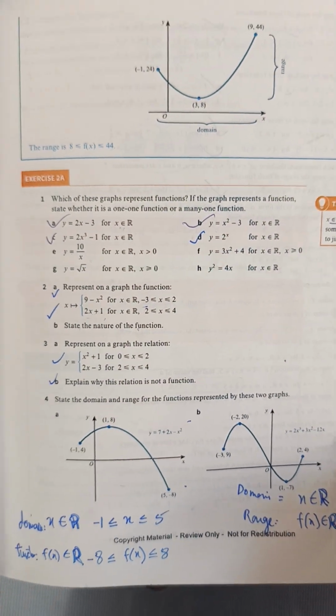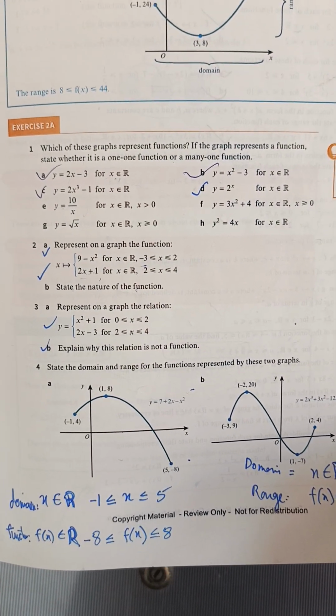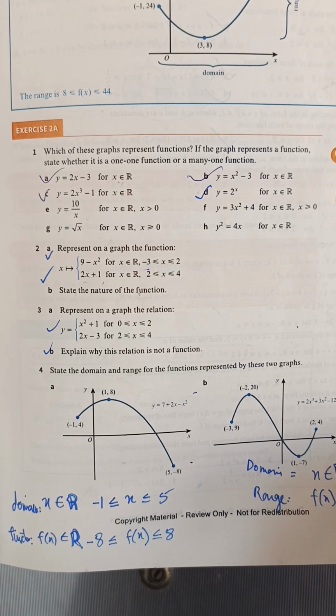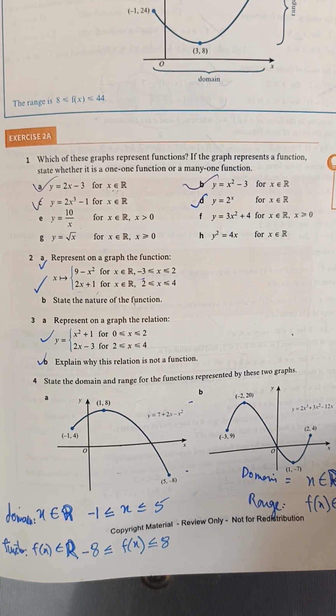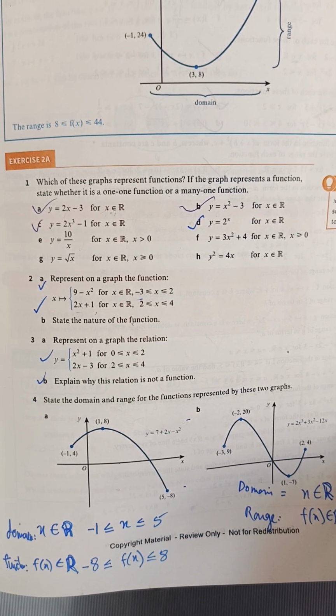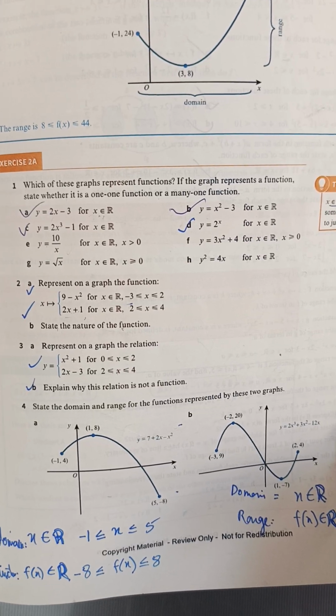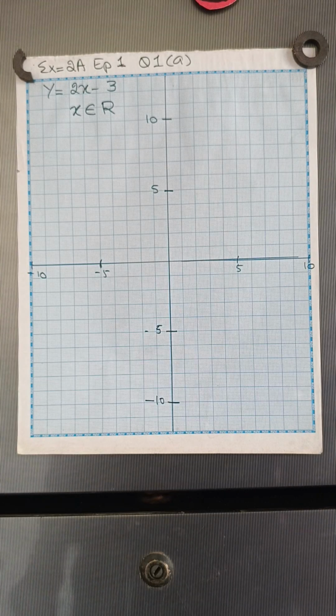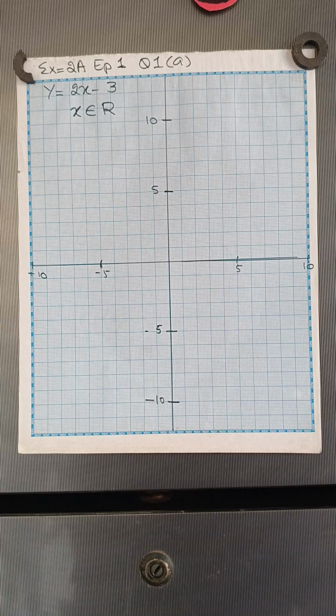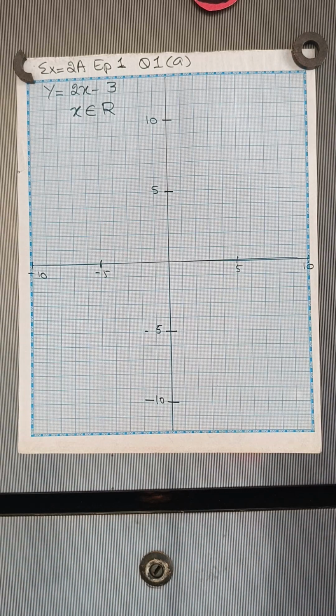Here we go. Question number 1 is showing up. Which of these graphs represent functions? If the graph represents a function, state whether it's a one-one function or a many-one function. In part A, the expression they have given us is y = 2x - 3. So what we will do is draw its graph.